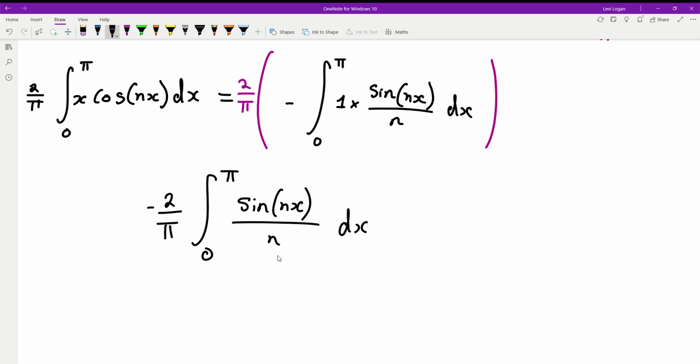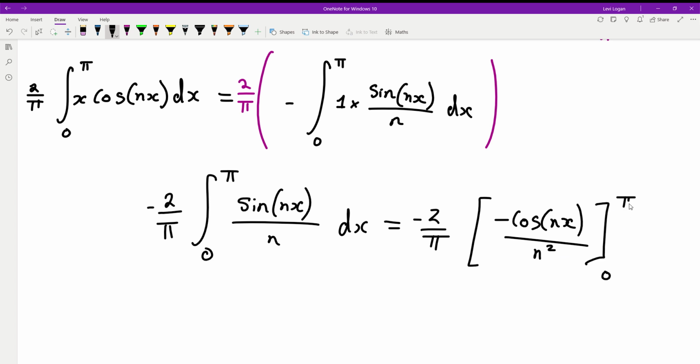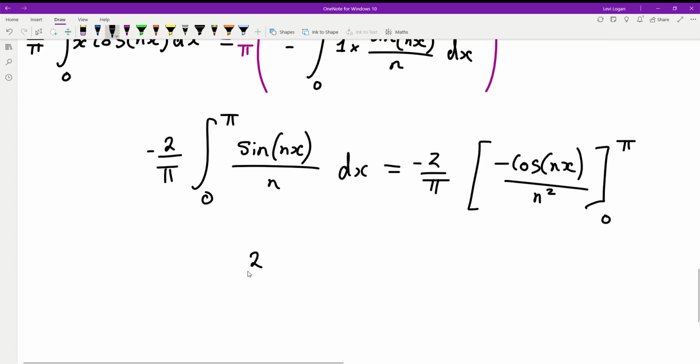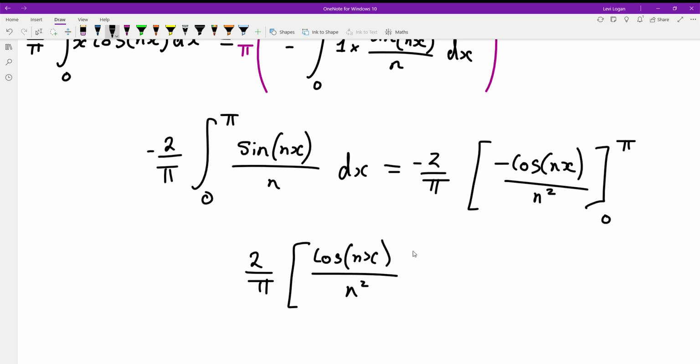So integrating this, the integral of sine is going to be minus cos, so we'll have the minus 2 on pi at the front, but what we'll have here is negative cos of nx, divide by n again, so you get an n squared on the bottom, and you have 0 to pi. You can take that negative out the front to cancel that negative, so what you'll have is 2 on pi, and then you'll have positive cos nx on n squared, 0 to pi.